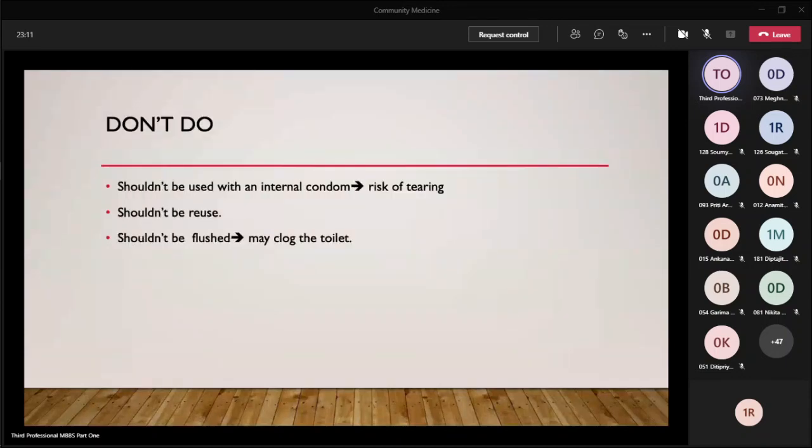What shouldn't be done regarding female condoms? It shouldn't be used with another condom, as there is risk of tearing. That means a female condom should not be used simultaneously with a male condom. The partner should not use another. So that's what it means. Reuse should be avoided, and it should not be flushed because it can clog the toilet.